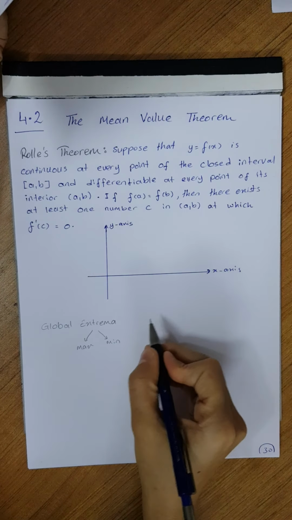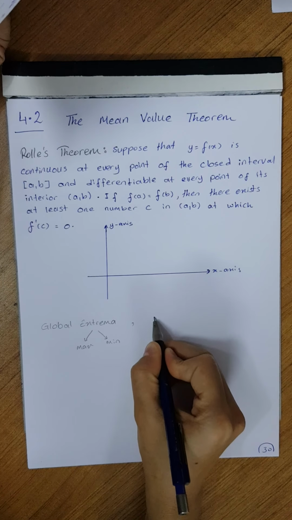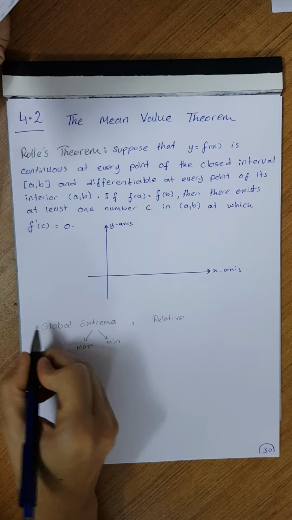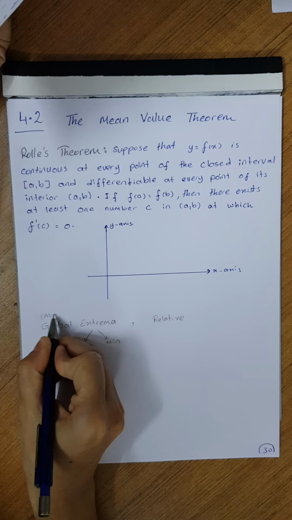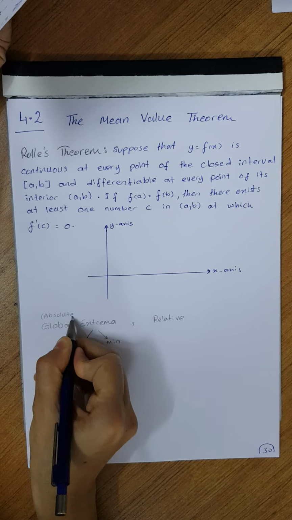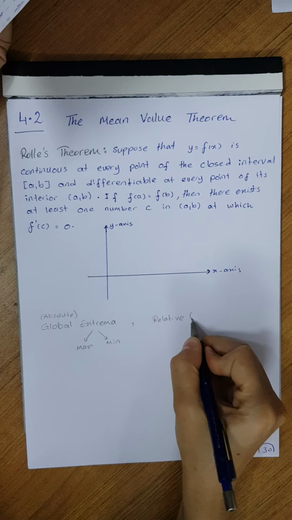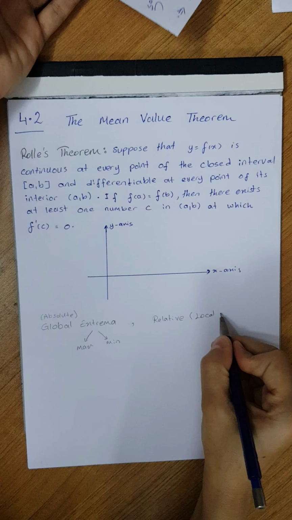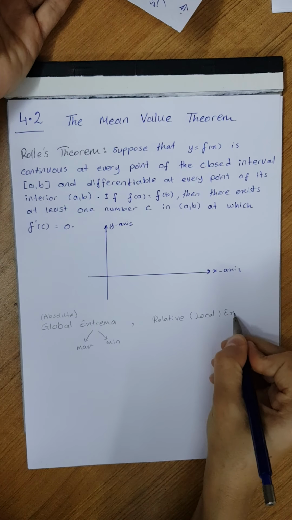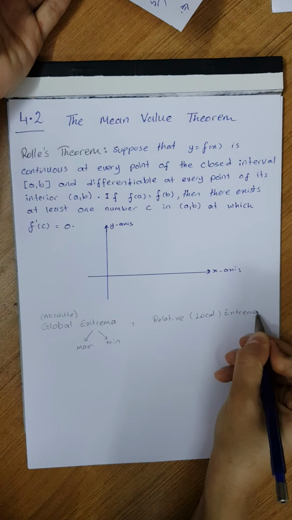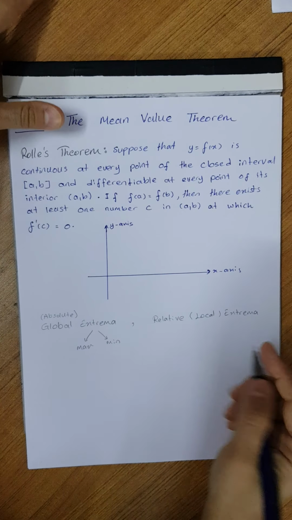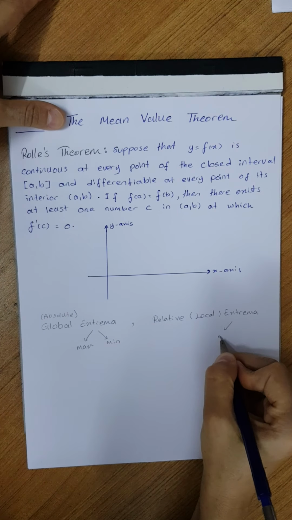Then we came to what? After global extrema, which we can also call absolute extrema, we came to relative or local extrema. What are these? These are also maximum or minimum points for a function, again max and min.